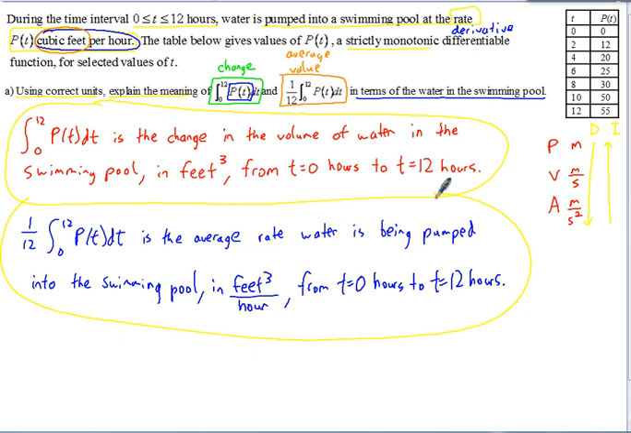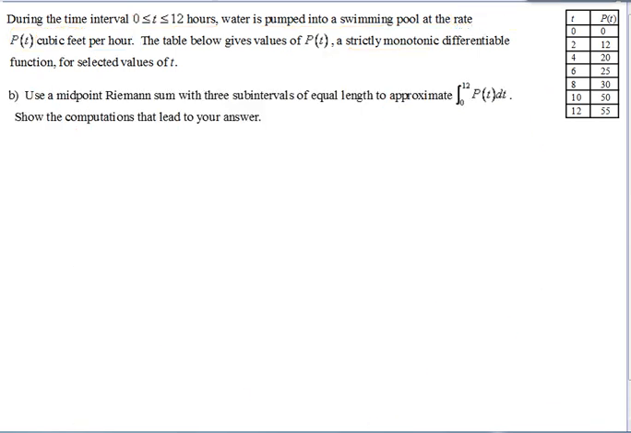Okay, so that was just explaining the meaning of these. Now we're going to actually do some approximations here. Part B says use a midpoint Riemann sum. So again, we're just dealing with rectangles, width times height. But this time it says 3 subintervals of equal length to approximate this integral from 0 to 12. Show the computations that lead to your answer.